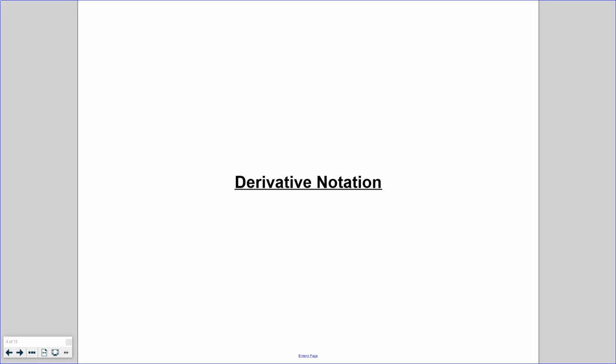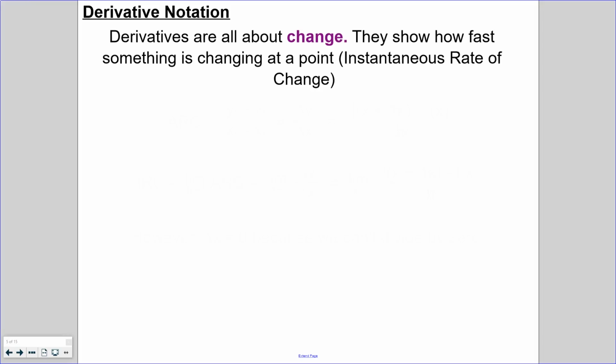So just like notation was important with limits, notation is also going to be important with derivatives, just in a slightly different way. So let's remember, derivatives are all about change, because derivatives represent slopes, and slopes represent rate of change. So these derivatives show us how fast something is changing at a specific point, i.e. the instantaneous rate of change.